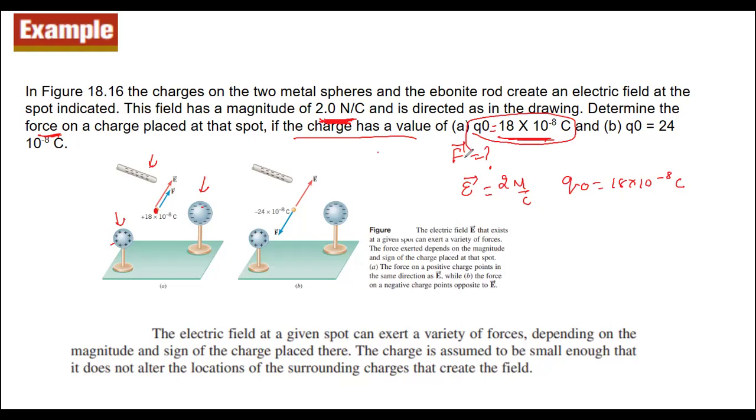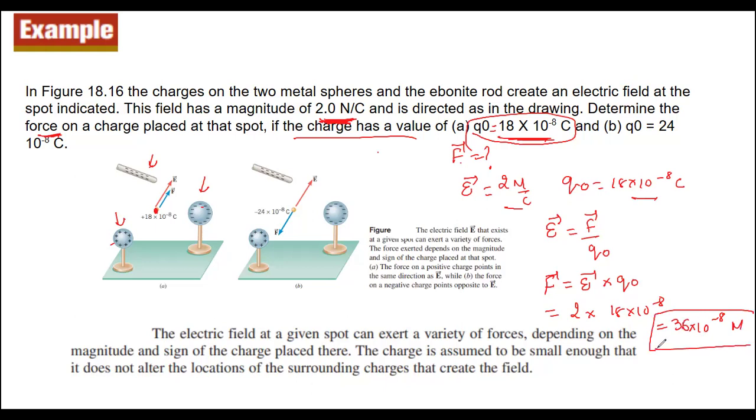Do you know a relationship that connects force, electric field, and q naught? I think I know. The formula is E is equal to F upon Q naught. But since this time I'm looking for force, I will isolate force and multiply E times Q naught. I'm rearranging my equation. Electric field is 2, Q naught is 18 into 10 to the power minus 8, simply using these numbers to find the force. So force comes out to be 36 into 10 to the power minus 8 newtons. This is the answer for the A part.